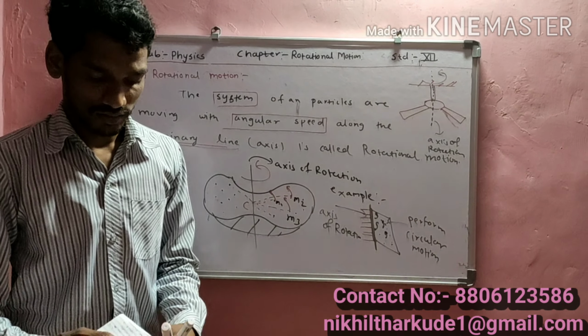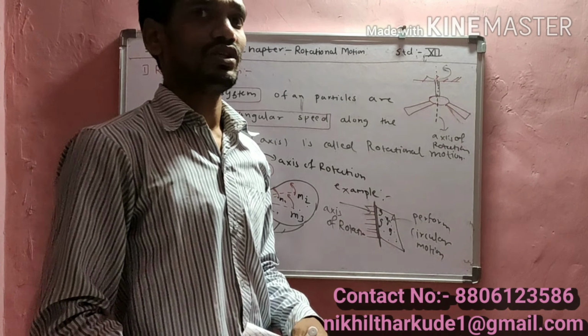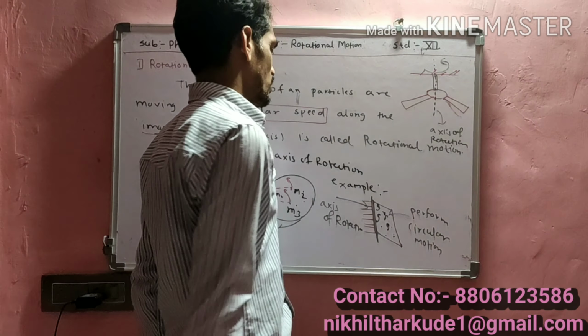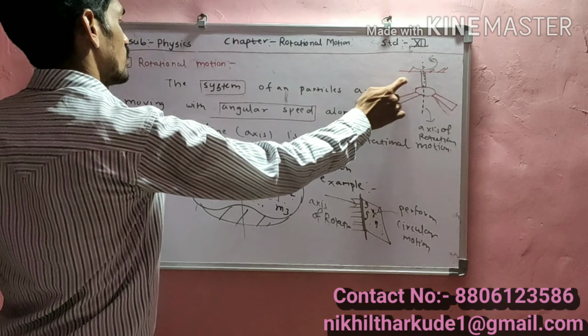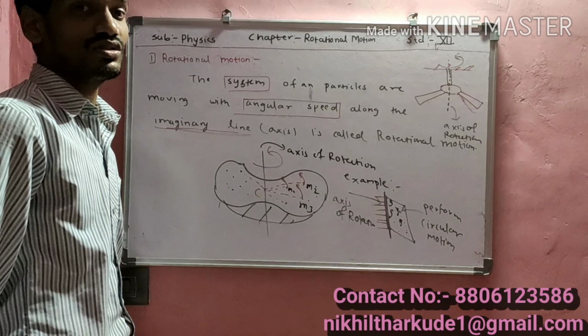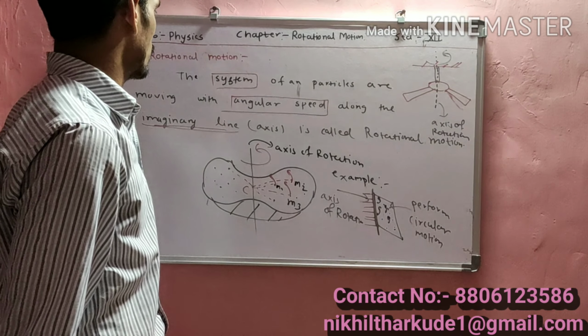The motion of the fan is also an example of what we call rotational motion. The motion of the particles on the fan is rotational motion. This system is rotational motion. These are the rotational motions we are going to discuss.